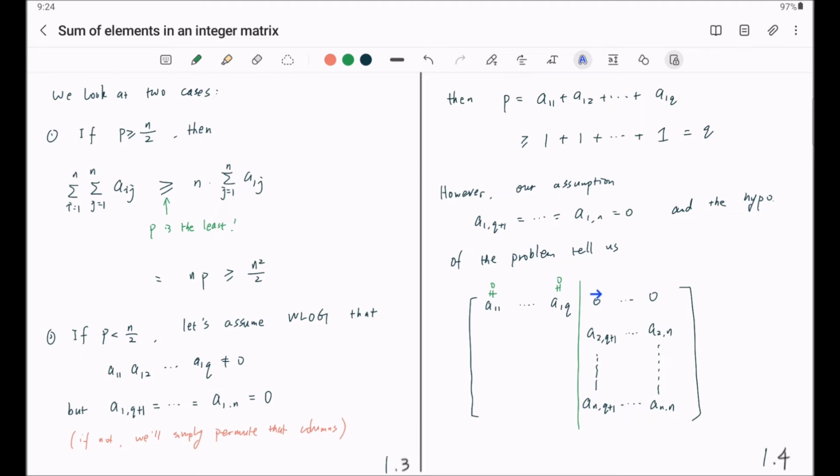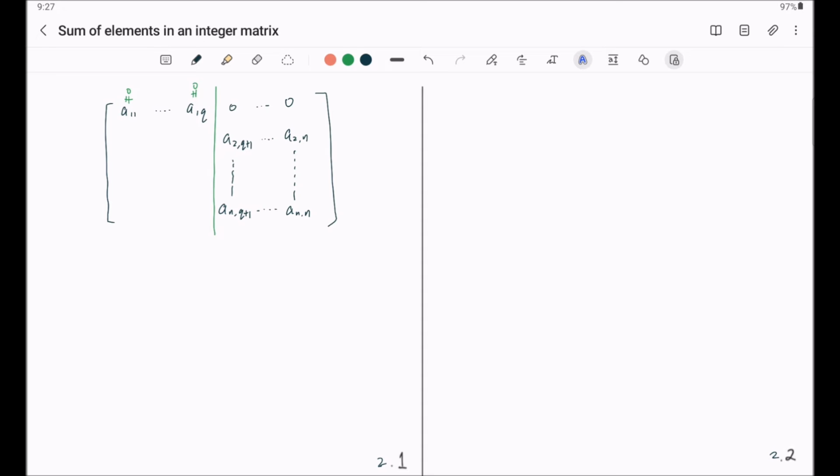because this element is 0, the sum of those elements plus the sum of all of those elements will be greater or equal to n. And same for any element here. Because this element is 0, the sum of all of these elements plus the sum of all of these elements will be greater or equal to n. But remember, the sum of the first row elements is equal to p. Because those things are 0, the sum of these, A11 plus A1q, is p.